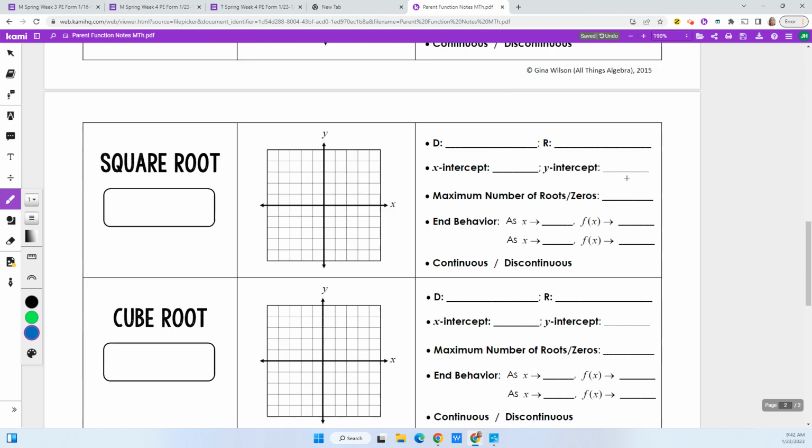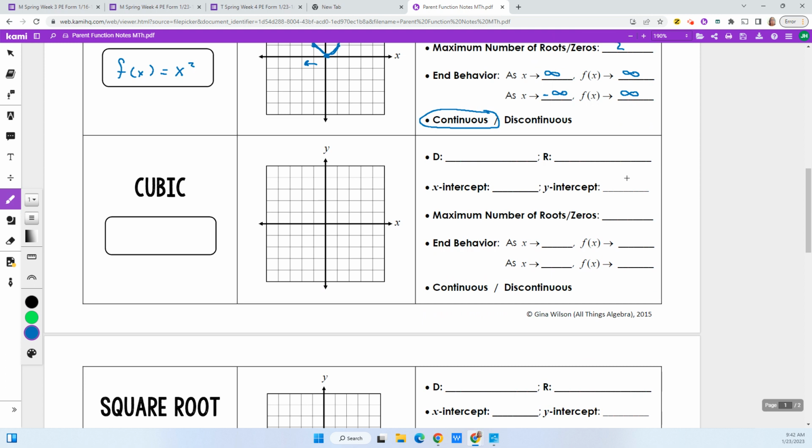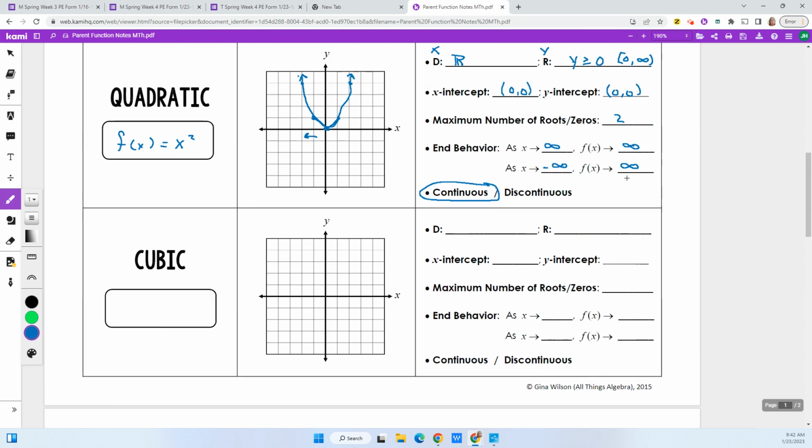Cubic, let me see what we've got here. A cubic function is something to the third power. So that would be f of x equals x cubed, right? And when we're dealing with an x cubed, now think about this.